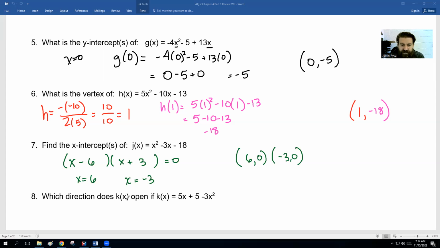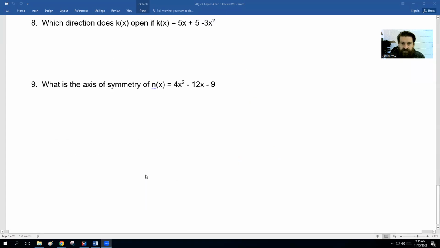All right, which direction does k open if k is this? So the one thing, if we want to find the direction it opens, we need to know a. So we might need to rewrite this as -3x squared plus 5x plus 5. All right, so then if we look here, a is a negative number, and this would open down. It'd make a sad face. All right, is there another one? Of course, there's one more problem.